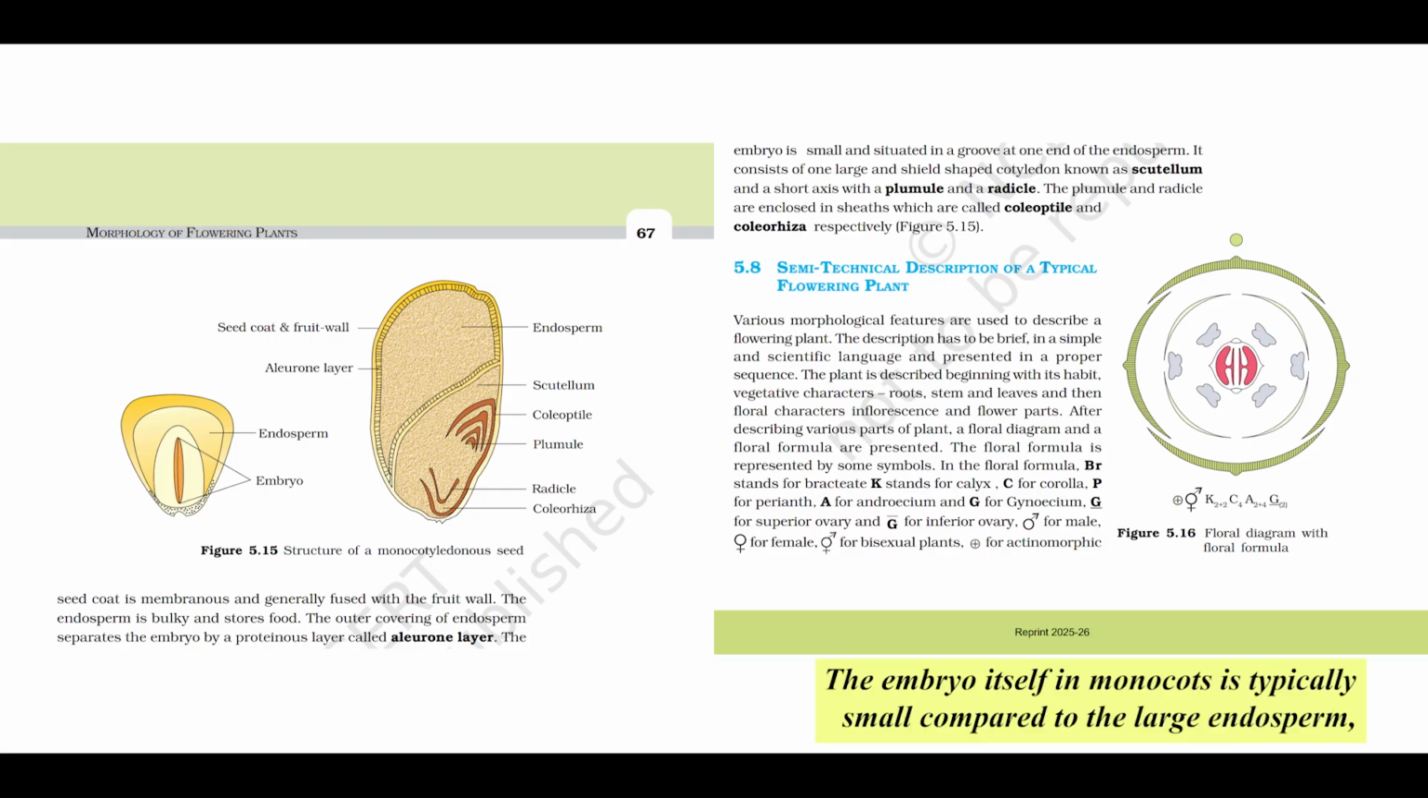Right. The embryo itself in monocots is typically small compared to the large endosperm, and it is situated in a groove at one end of the endosperm. It has some highly specialized components unique to monocots. It consists of one large, shield-shaped cotyledon, which is specifically known as the scutellum.